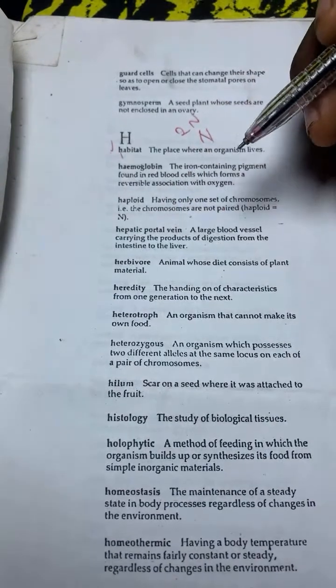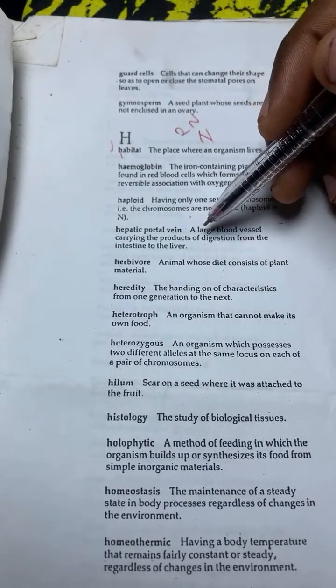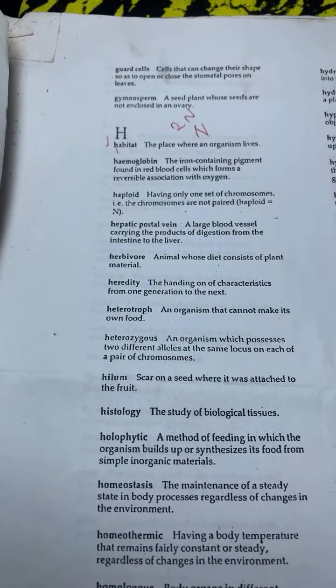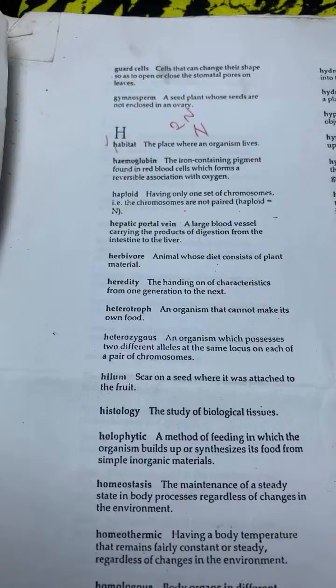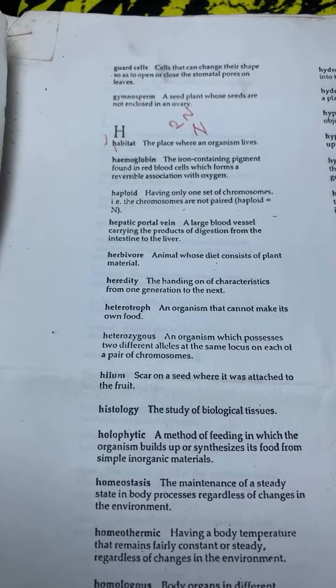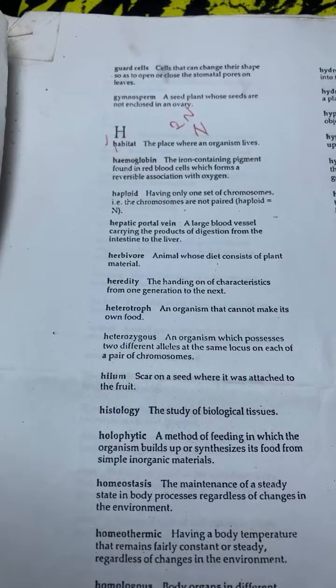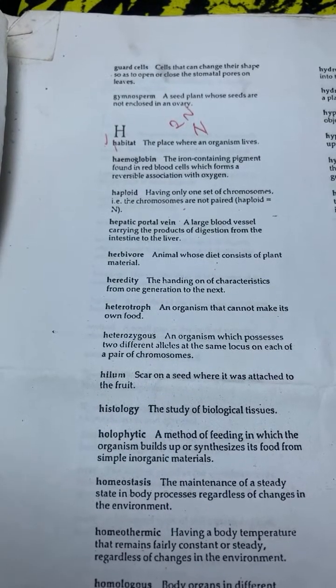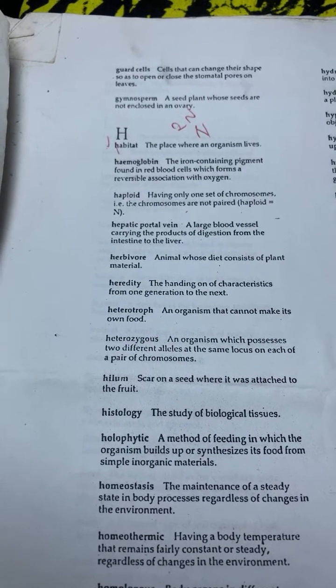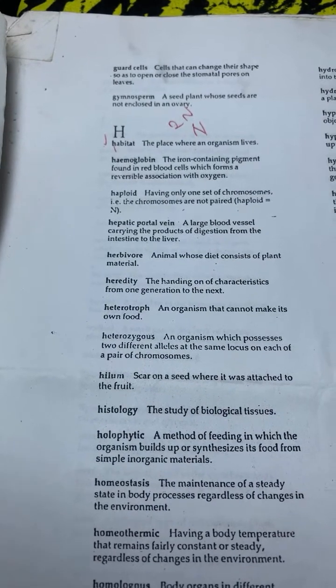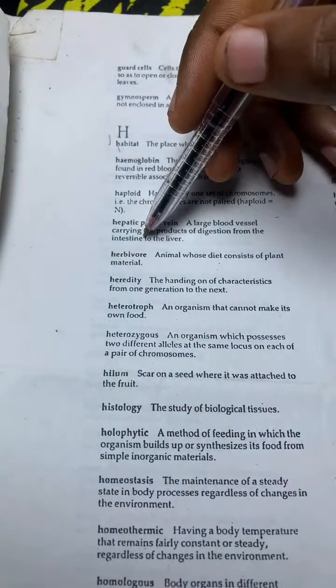Move on to hepatic portal vein. A hepatic portal vein is a large blood vessel carrying the products of digestion from the intestine to the liver. So that particular vein carries the products of digestion from the intestine. Remember, in the intestine is where the whole digestive process happens. So carrying the whole product from the intestine to the liver, the particular vein is called what? The hepatic portal vein.